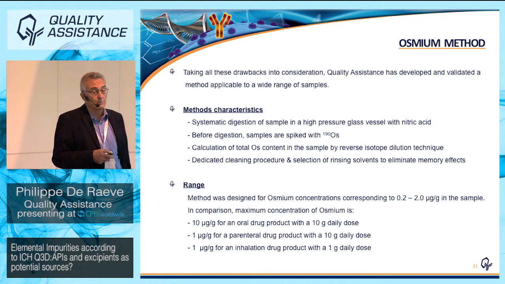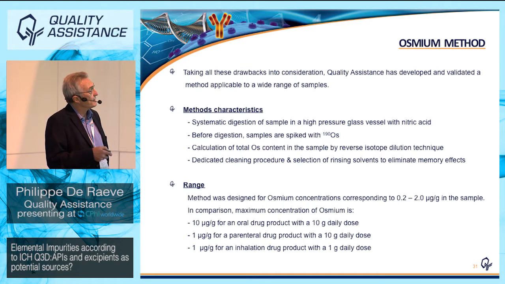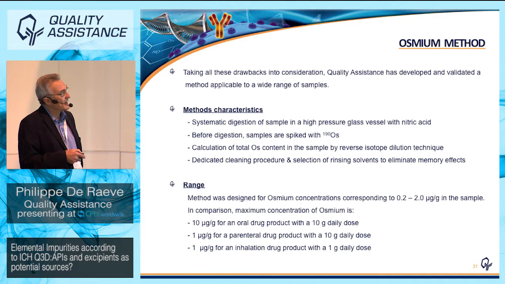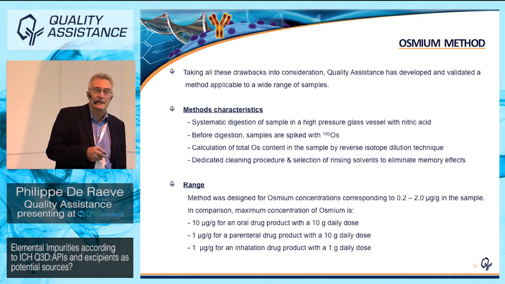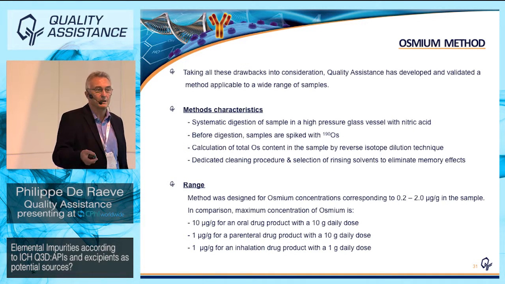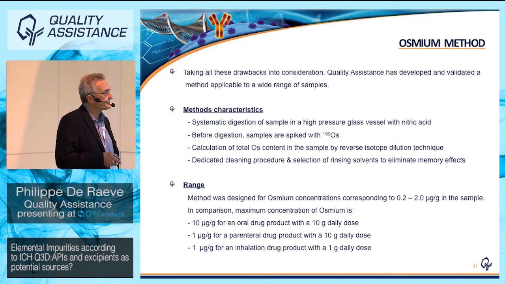Knowing all these drawbacks, we have developed a method that is suitable for a wide range of samples. We use, once again, systematic digestion of sample, but in a high-pressure glass vessel. Before digestion, we spike the sample with the 190 isotope of osmium to allow the calculation of total osmium content by reverse isotope dilution techniques. And that will compensate our losses or under or overestimation. The range of the method is from 0.2 to 2 microgram of osmium per gram of sample.